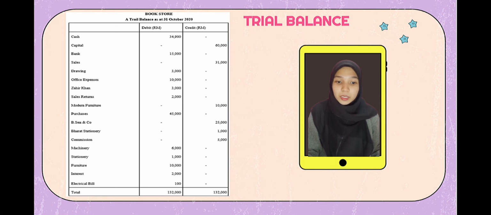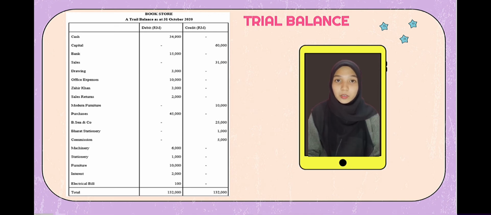The trial balance, Bookstore. A trial balance as at 31 October 2020. For cash, 34,900 in debit. Capital, 60,000 in credit. Bank, 15,000 in debit. Sales, 31,000 in credit. Drawing, 3,000 in debit. Office expenses, 10,000 in debit. Zahir Khan, 3,000 in debit. Sale returns, 2,000 in debit. Modern furniture, 10,000 in credit.